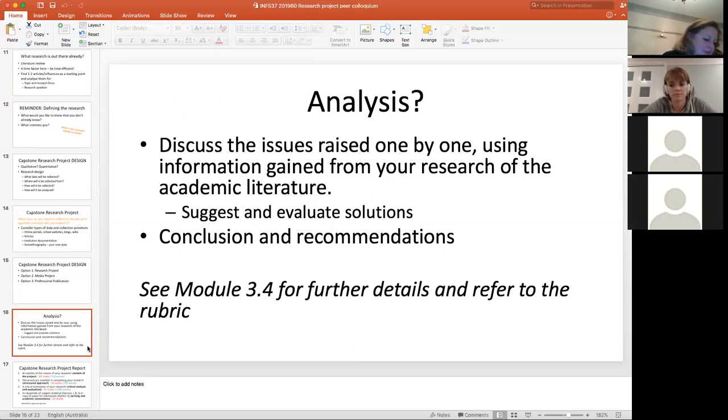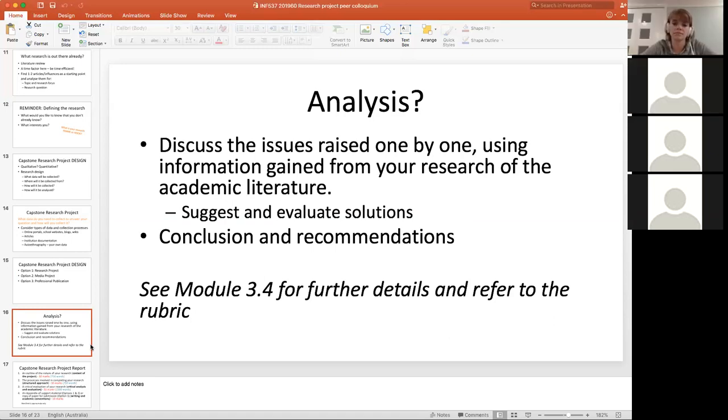So a little bit more about analysis then, in terms of perhaps not so much a framework, but what I want to see is that you've discussed the issues raised. Now, depending on your context, you will find that there are some enablers, some barriers, some advantages, some disadvantages, some pros and cons, etc., depending on what you found from your research of the academic literature. Now, when I say academic literature, I mean that as well as the data that you collect. And then, of course, you need to have a conclusion and recommendations. And I've put some more information in module 3.4 there.